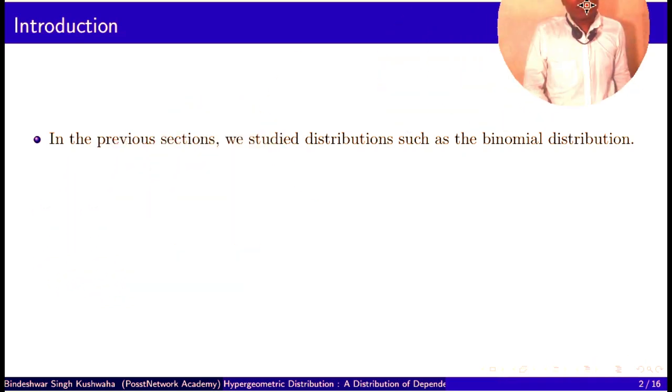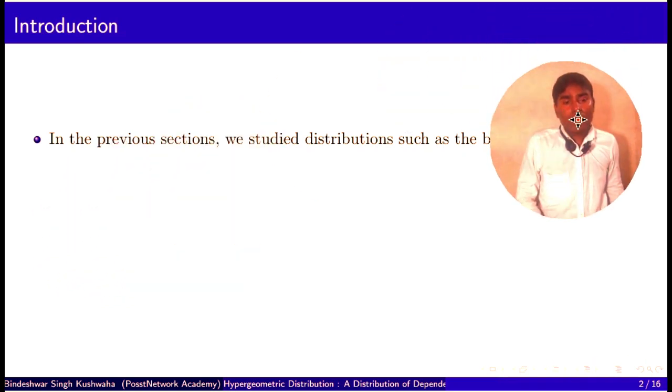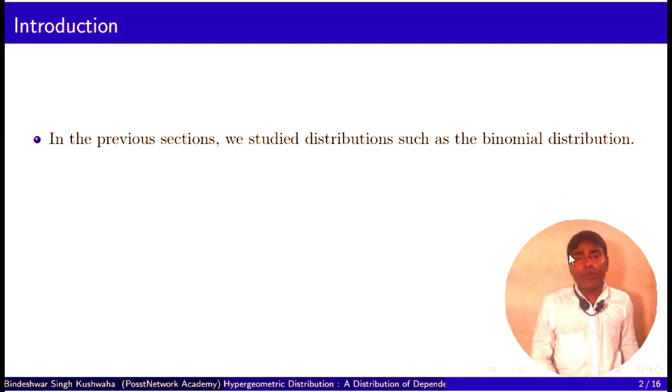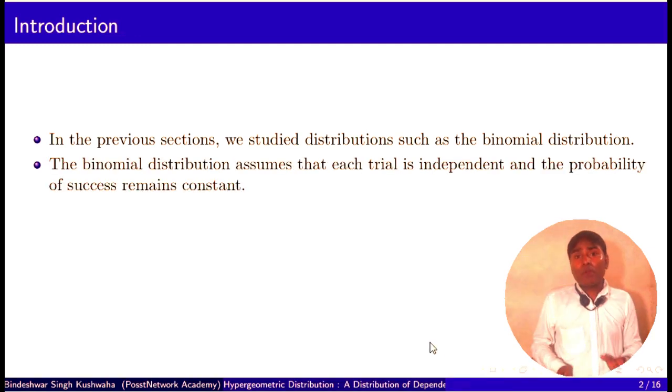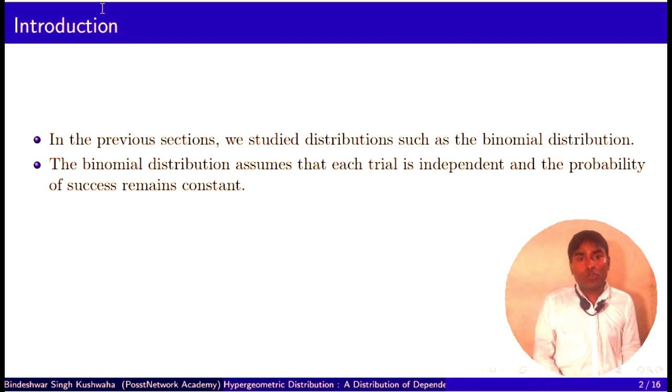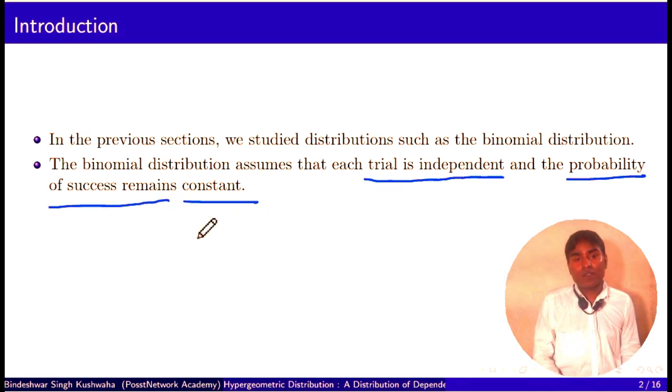In previous sections we studied distributions such as binomial distribution, and you see that the binomial distribution assumes that each trial is independent and the probability of success remains constant. These are the two points you should understand: each trial is independent and the probability of success remains constant.